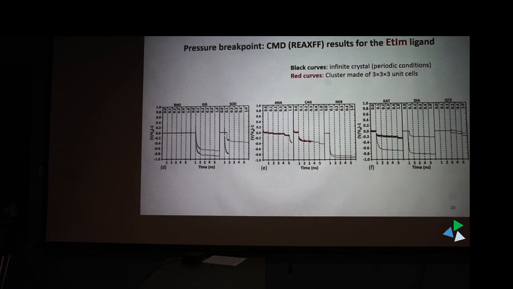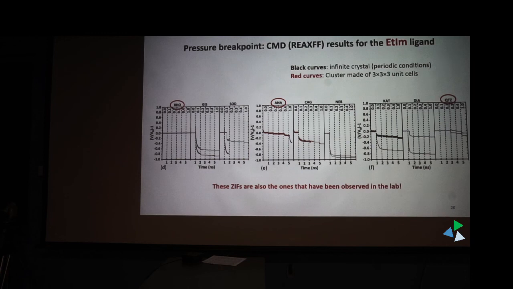Now, what happens with the other ligand, the ethyl imidazolate ligand? Everything is the same. Again, if I asked you which are the most stable structures, you would certainly tell me that RHO is the most stable. The second one is ANA. You see that there is a decrease, and something happening here at 0.4, but before that, it seems there are no signs of collapse. And the last one is the quartz. As I told you before, quartz is a complicated case. It seems to be okay for the infinite crystal, but the clusters seem to collapse earlier. But I think you agree with me that these are the three most stable structures here. And again, these are the structures which are observed in experiments.